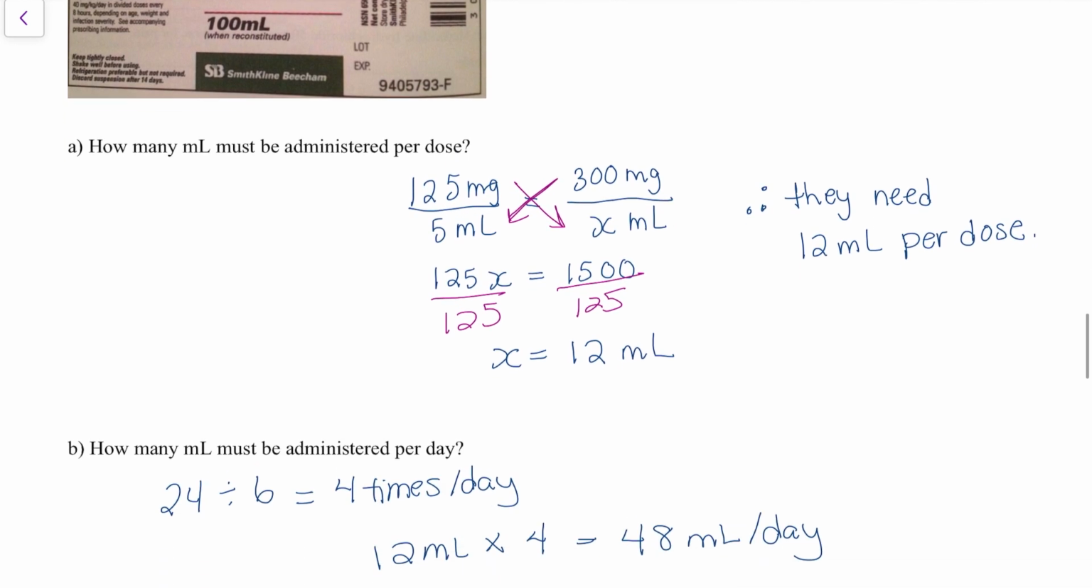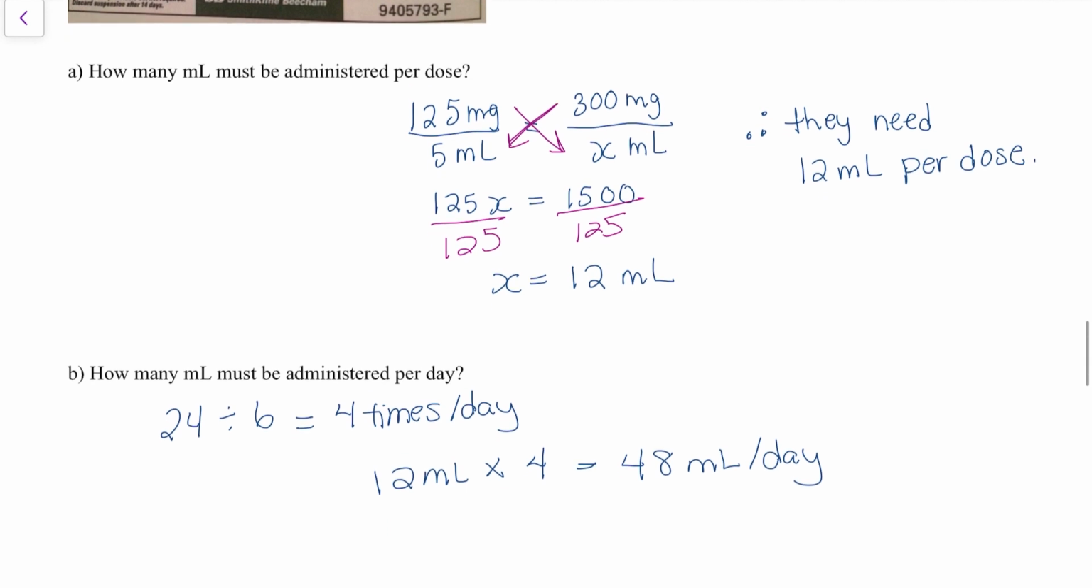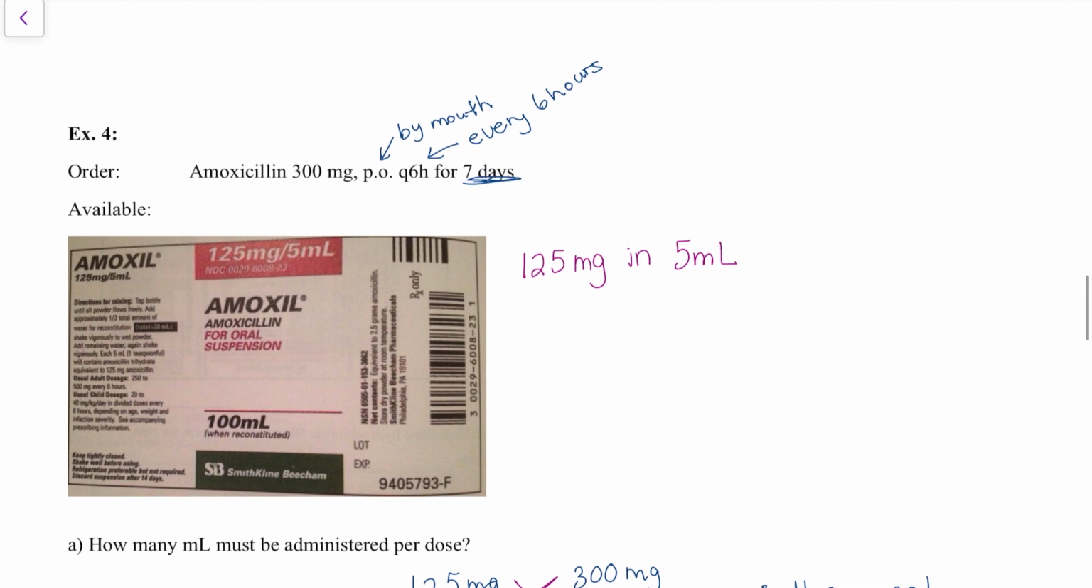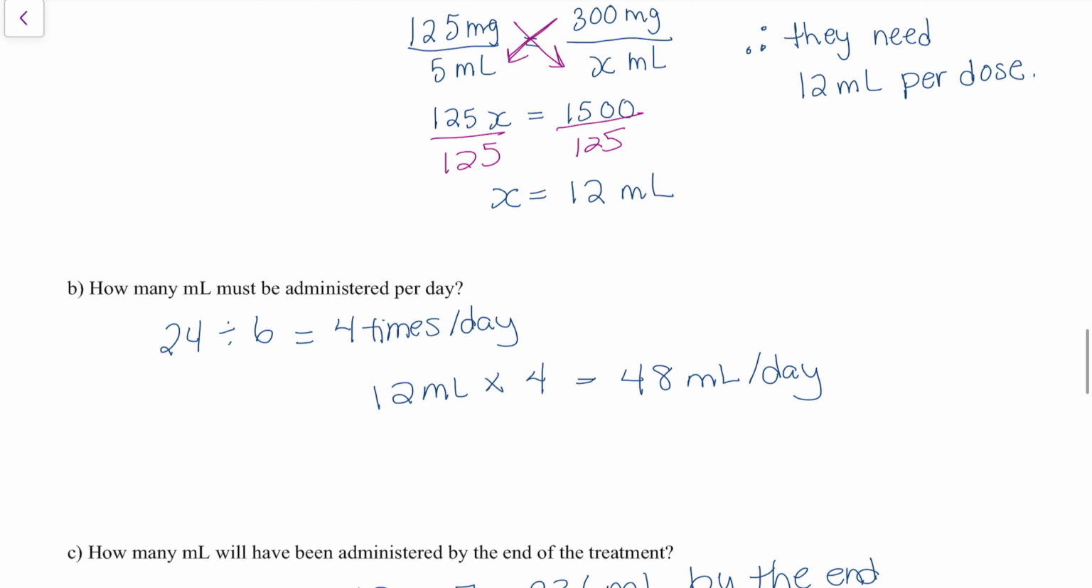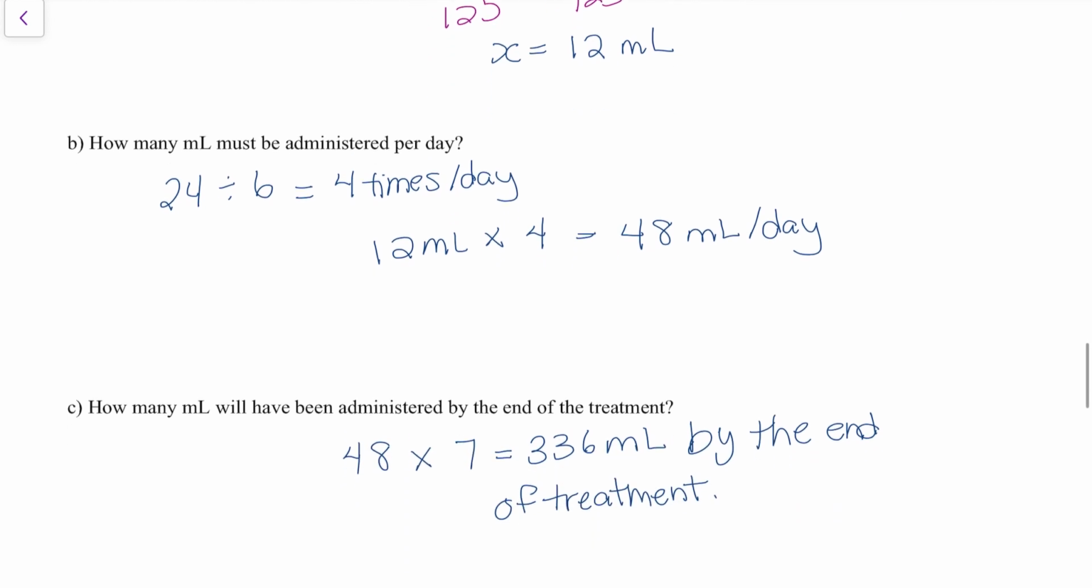Okay. So again, I'm going to take what is available, set it equal to what is ordered, and solve it out, and that will give me how much per dose. And then I'm going to use the rest of the order form here, so it said every 6 hours in this one, to figure out how many times per day, and I'm multiplying that up, and then again multiplying by the number of days to find the end of the treatment.